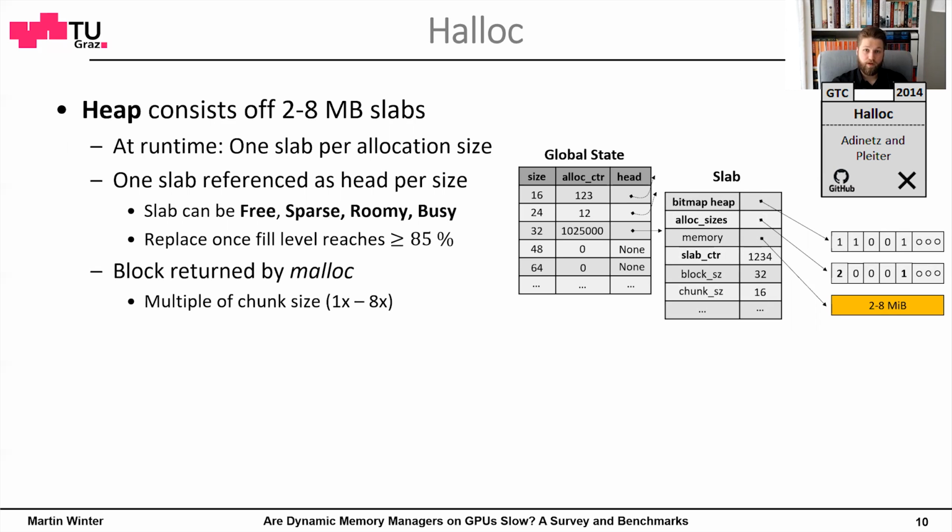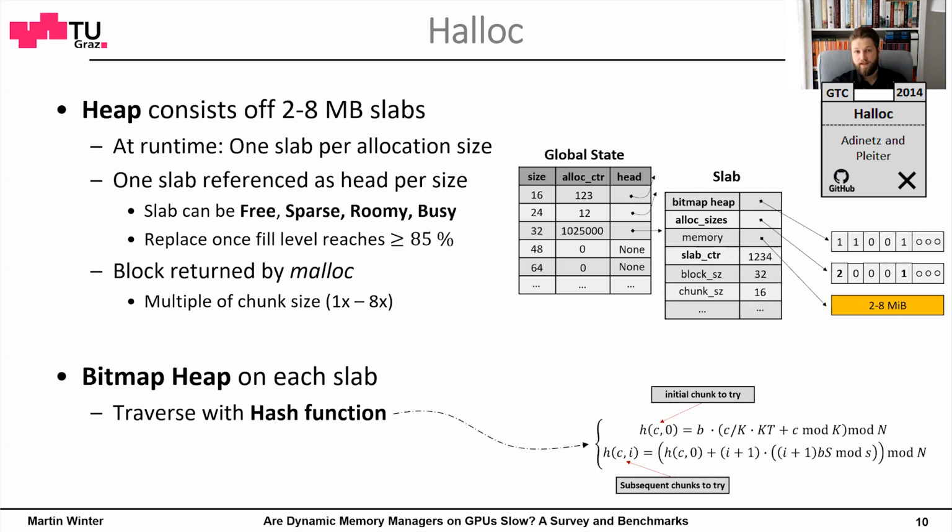The user receives a block, which can be any multiple of the chunk size. The bitmap heap is traversed using a hash function, which is fast and scalable as long as less than 85% of the blocks per slab are allocated. And lastly, allocation state modifications are performed using warp aggregated atomics for increased performance.